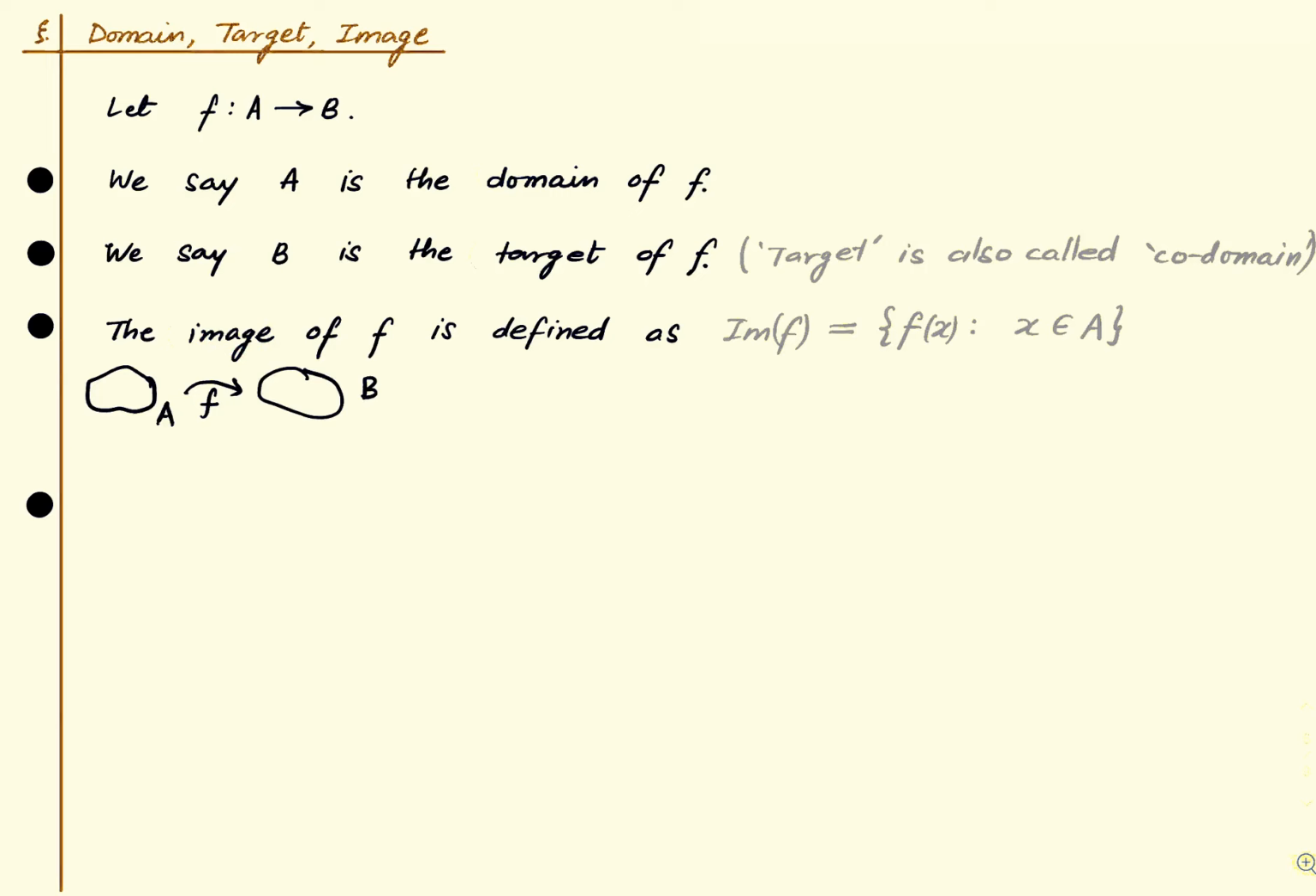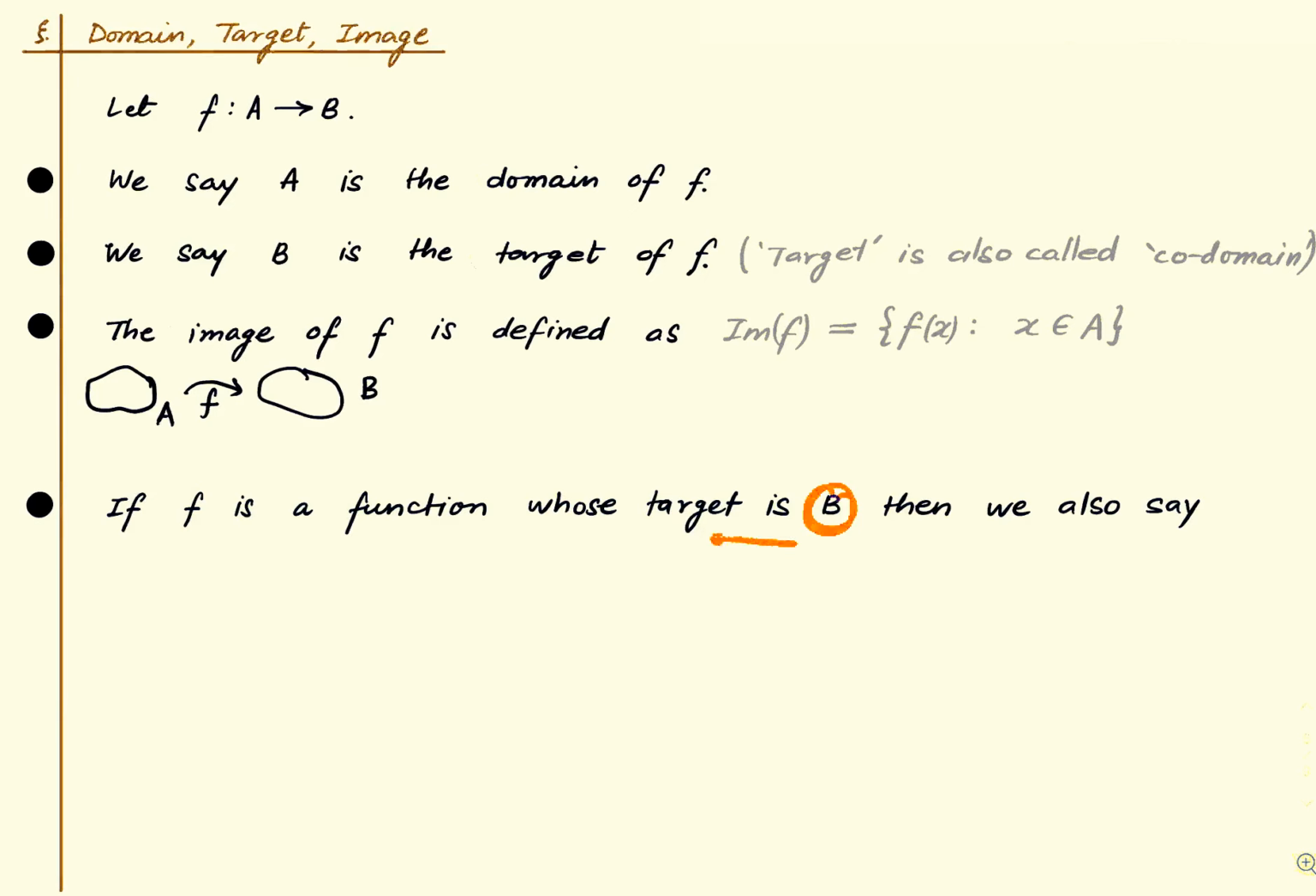All right. Another piece of terminology: suppose f is a function from some set to a set B, then B is the target. So in other words, if f is a function whose target is a set B, then we also say that f is valued in B.